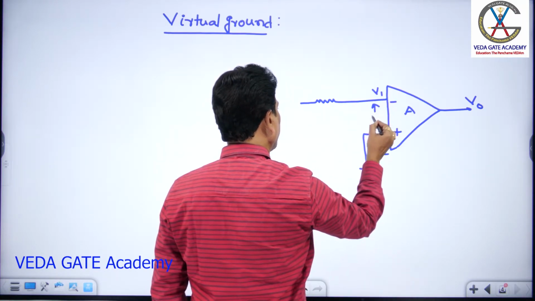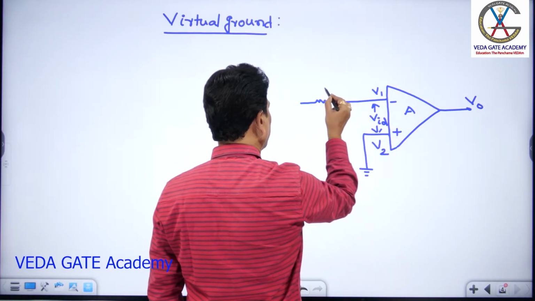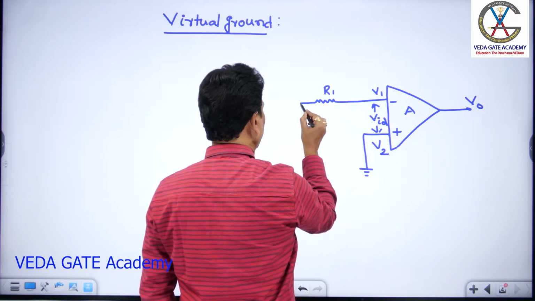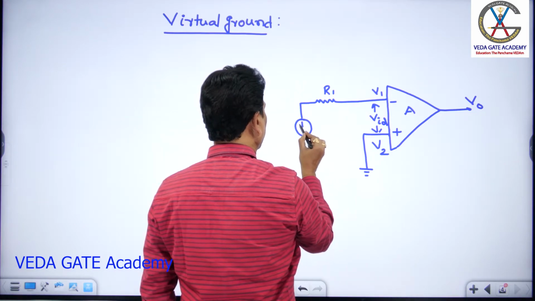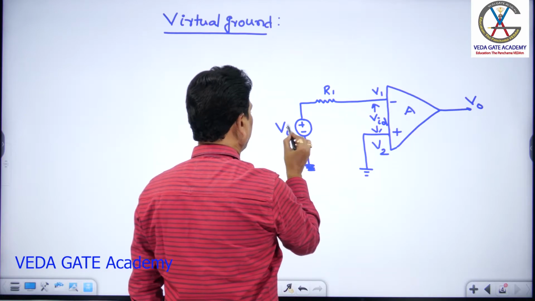This is the differential voltage, VID. This is some resistance, say R1. This is the signal voltage I applied there, some VI.